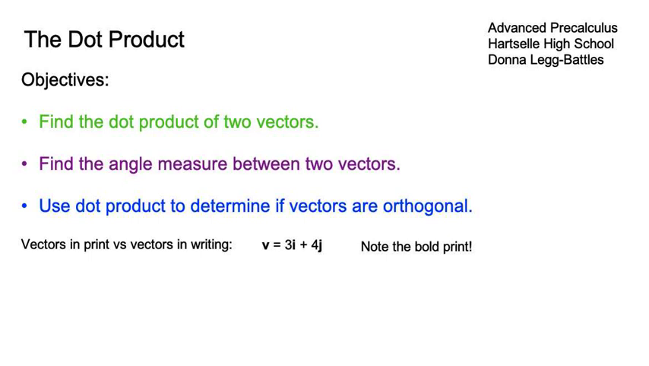Our objectives today are to find the dot product of two vectors, to find the angle measures between two vectors, and to use the dot product to determine if vectors are orthogonal. Don't worry if you don't know what orthogonal means. We're going to get to that.